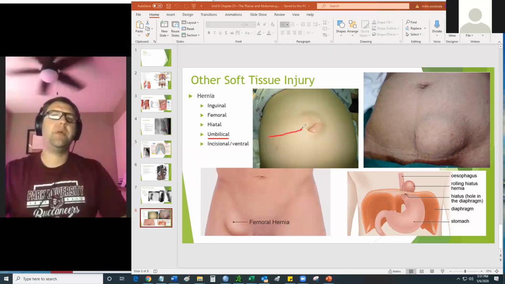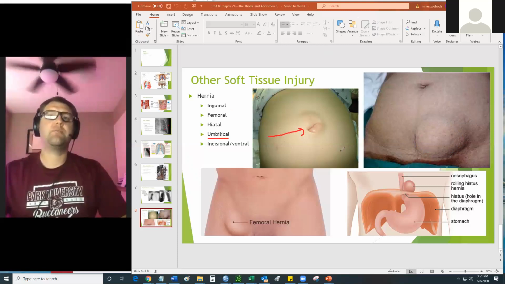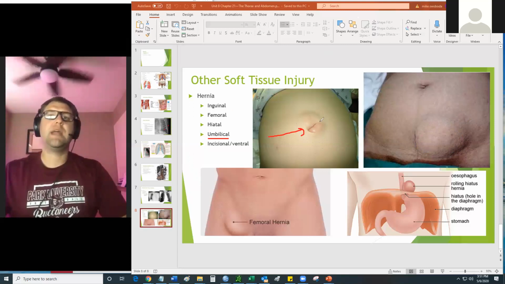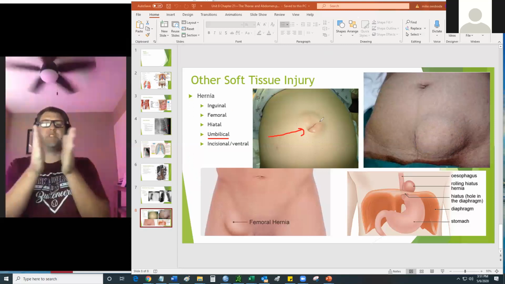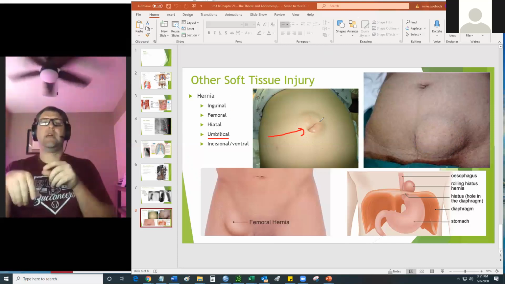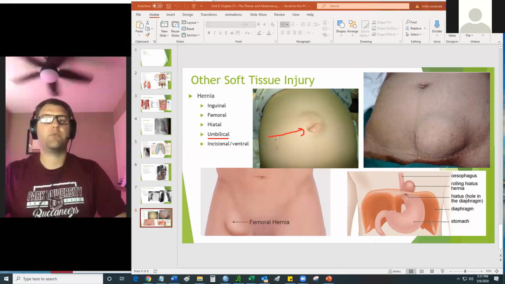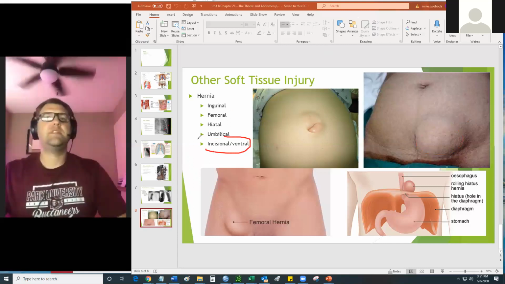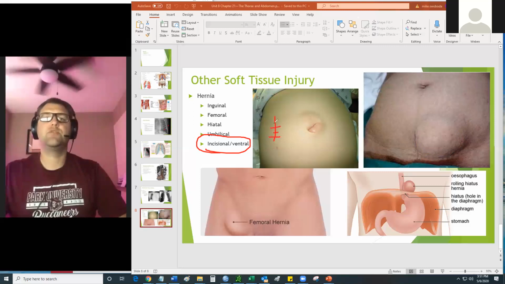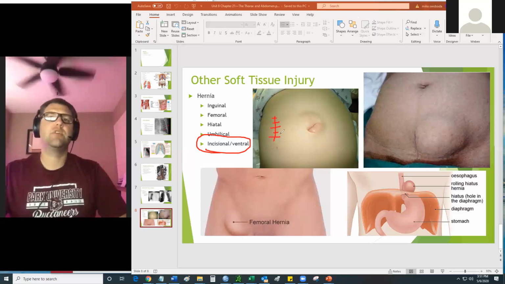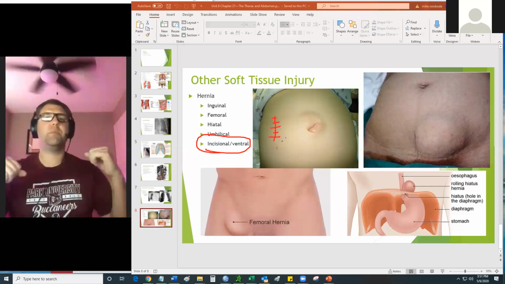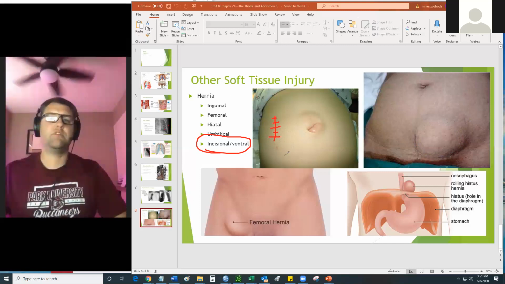And then an umbilical hernia, this is very common in pregnant women, where you would actually get the abdominal walls to separate at your belly button, and that's where you would get the intestines pushing through. If you have an incisional or a ventral hernia, this is just a broad term meaning that you had some sort of surgery to your abdomen, and then the internal stitches broke open and allowed your intestines to push out. So that's just what an incisional hernia would be.